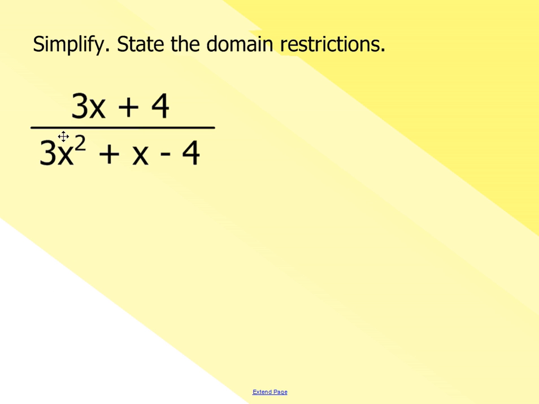So now I have a binomial divided by a trinomial. The rules are still the same. I'm going to factor everything that can factor. So on the top there's no GCF, so I cannot factor this in any way. So now I'm going to move to factoring the denominator.